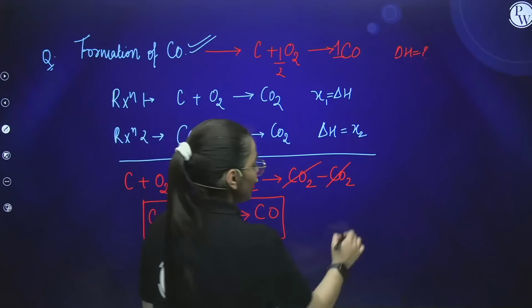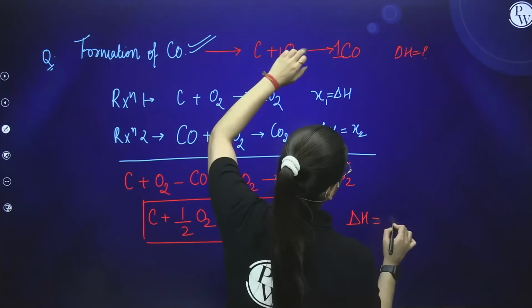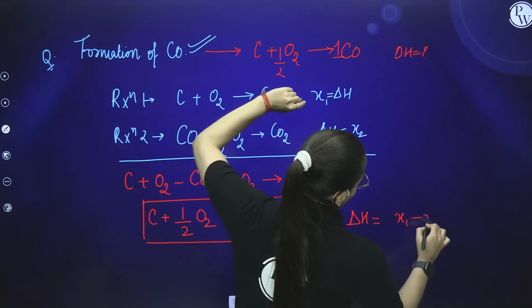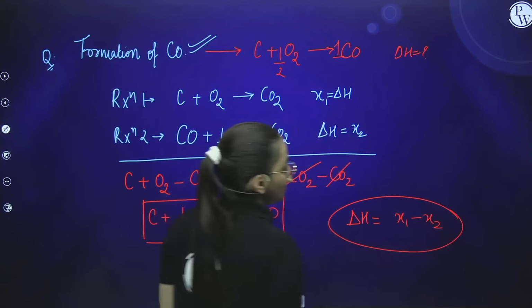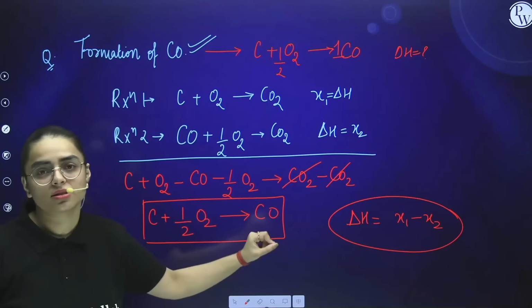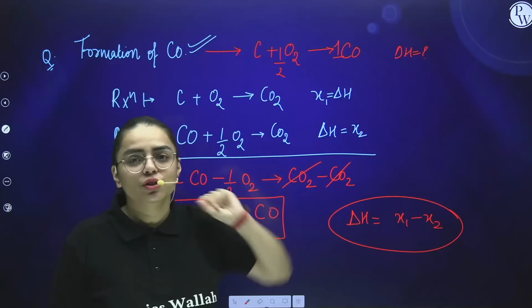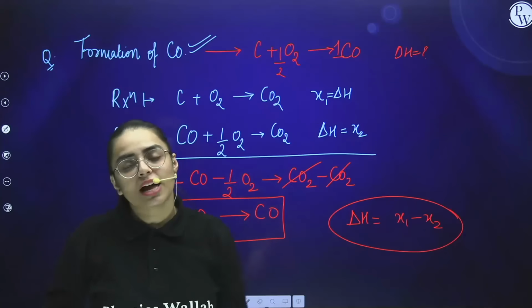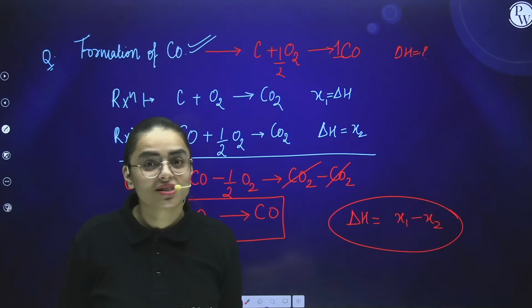So what I'm going to do, I am going to subtract this from this. That means the delta H for this reaction will be X1 minus X2. So in your question paper, you are going to find a lot of questions just like this, where you have been given the value for the X. Just you have to put the value of the X and you need to find the answer. Is that clear to you?